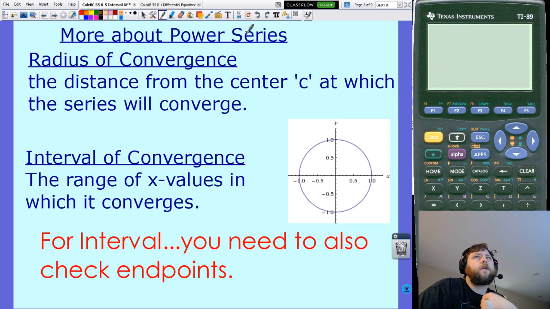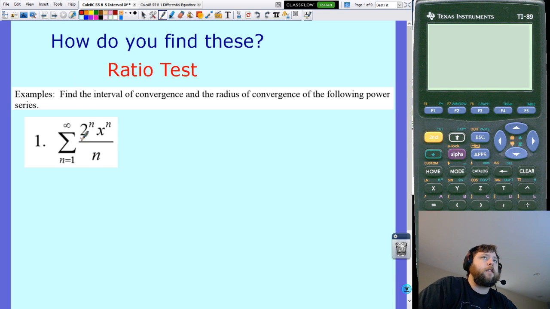Let's go. So a few more things about power series. Sometimes we want to figure out the radius of convergence and the interval of convergence. And this is going to be important in problems like this one right here. See how we usually asked, does it converge or diverge? But I've got this x in here now. So basically we're trying to figure out which values of x this will converge at and which it will diverge at. That's the whole point of this lesson.